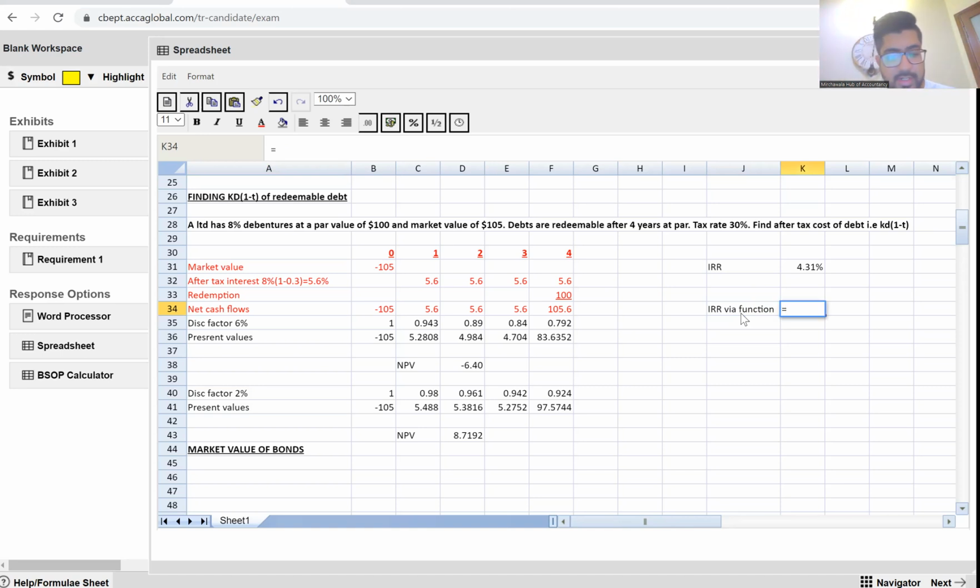So what did I tell you about IRR function? Equals IRR, bracket open. All net cash flows from 0 to the last year. So net cash flows from 0 is in B34 till last year, F34. Bracket closed, enter. 2 decimal places, percentage. See, 4.22, 4.31, almost same.